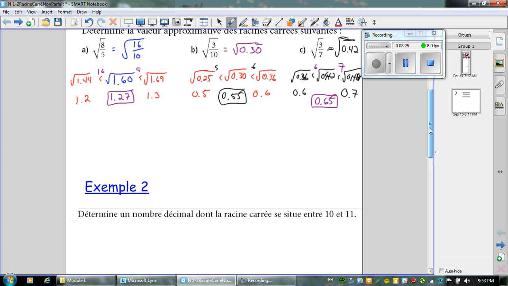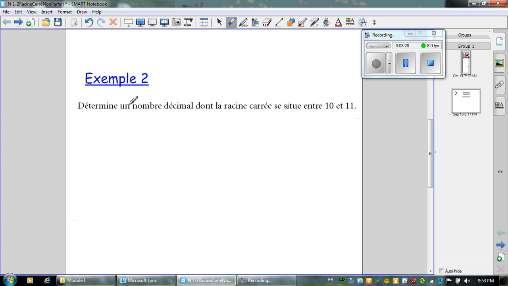All right, so let's continue. Example 2 here. This question says, give a decimal number whose square root is between 10 and 11. So the easiest way to do this is just take 10, square it to get 100, and then take 11 squared to get 121. So any number between those two would be fine, but you just have to make sure that it's decimal.